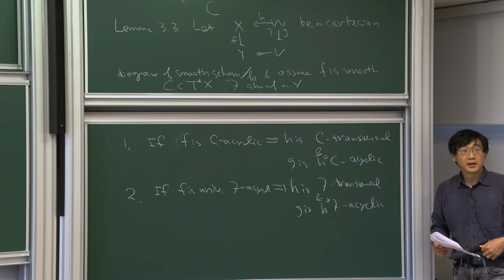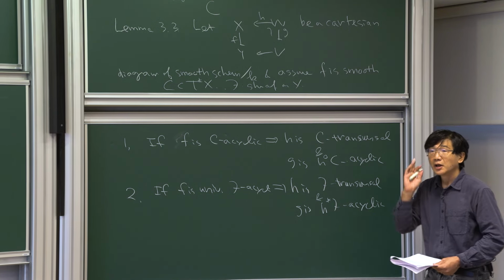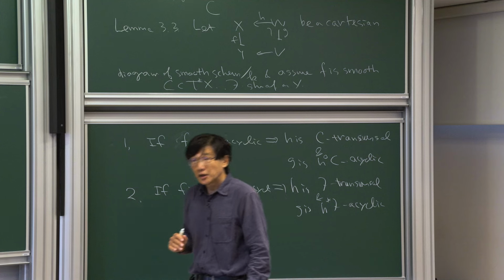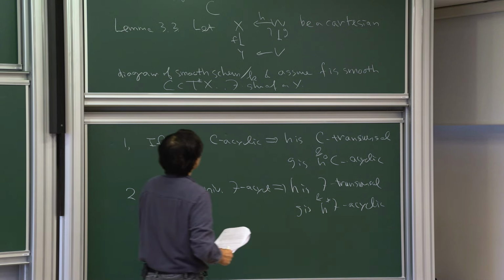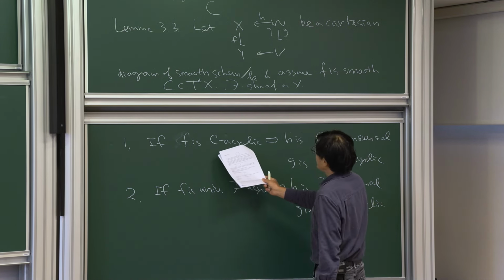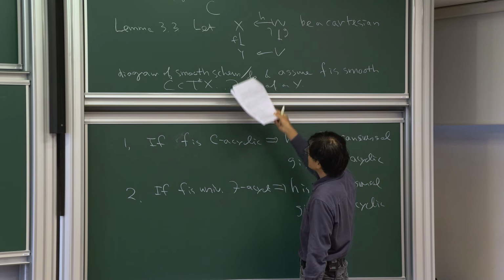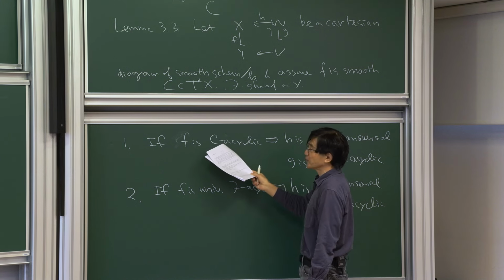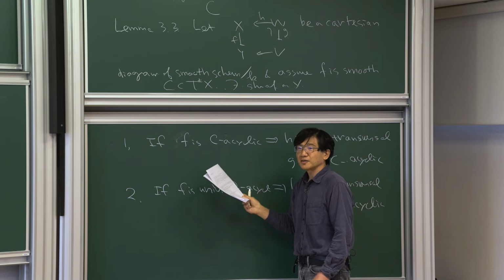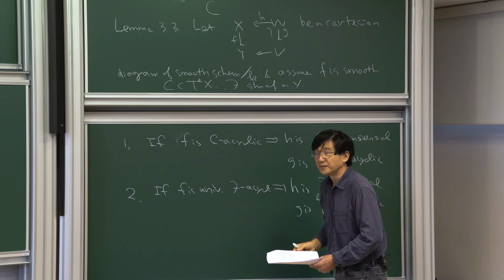Is it true if instead of assuming F is smooth, you just assume it's a transverse pullback? Sorry? Is the lemma still true if instead of assuming F is smooth, you just assume the pullback is transverse? So if F is smooth on the neighborhood of the base of C, so essentially this is not really an assumption. Okay.